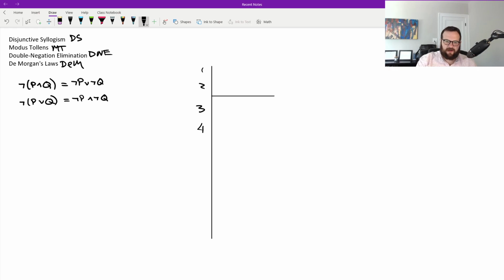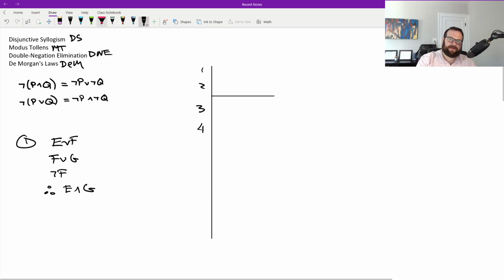Section B begins, problem 1, with E or F, F or G, not F, therefore E and G. Okay, so first thing I notice is that my conclusion is a conjunction. When that happens, not always, but when that happens, it's a good idea to look and see if you can prove the individual elements as well, right? Because if I can prove E and I can prove G independently, well, I know I can join those two things together with a conjunction introduction, right?